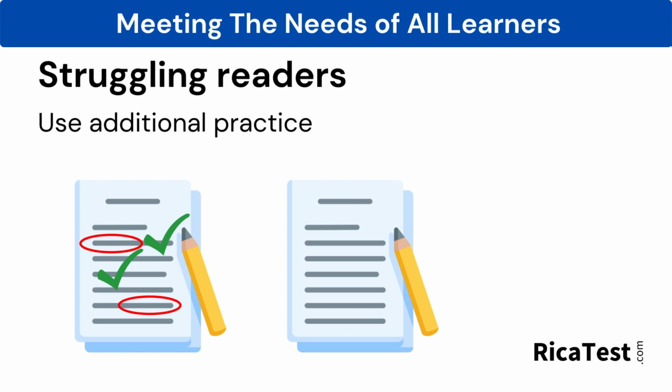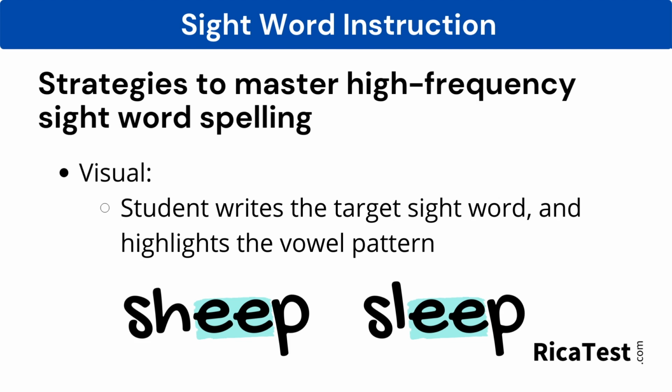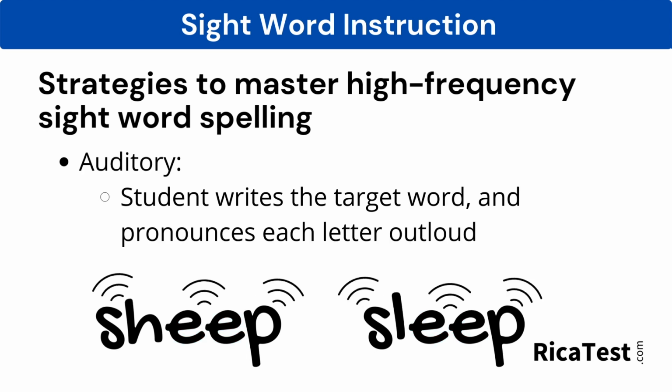A different approach for struggling readers is to use the visual, auditory, kinesthetic, and tactile techniques. These techniques are often combined with the previous approaches, such as reteaching skills using a tactile method. For example, in the visual approach here, the student writes the target sight word and highlights the vowel pattern. In this example, the double E vowels make the long E sound, as highlighted. In this auditory lesson, the student writes the target word and pronounces each letter out loud. For example, sheep, sh, e, sleep, sl, e.